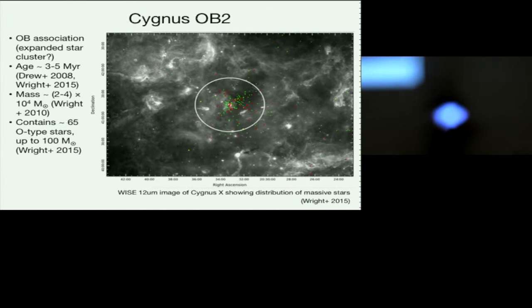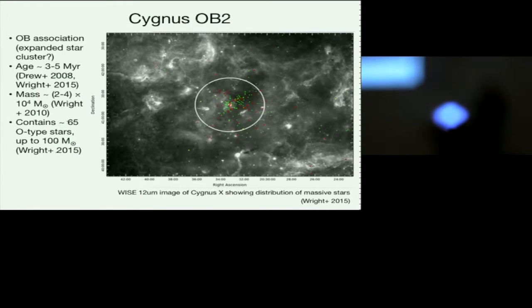Now, OB associations are low-density groups of stars that we see on the sky. They're believed to be gravitationally unbound because they're relatively low density, and the common explanation for them is that they are the expanded remnants of star clusters. Now, while the vast majority of young stars are found in clusters, by an age of about 10 million years, only about 10% of stars seem to be in clusters, and the remaining 90% are effectively dispersed into the gravitational field and are populating galaxies.